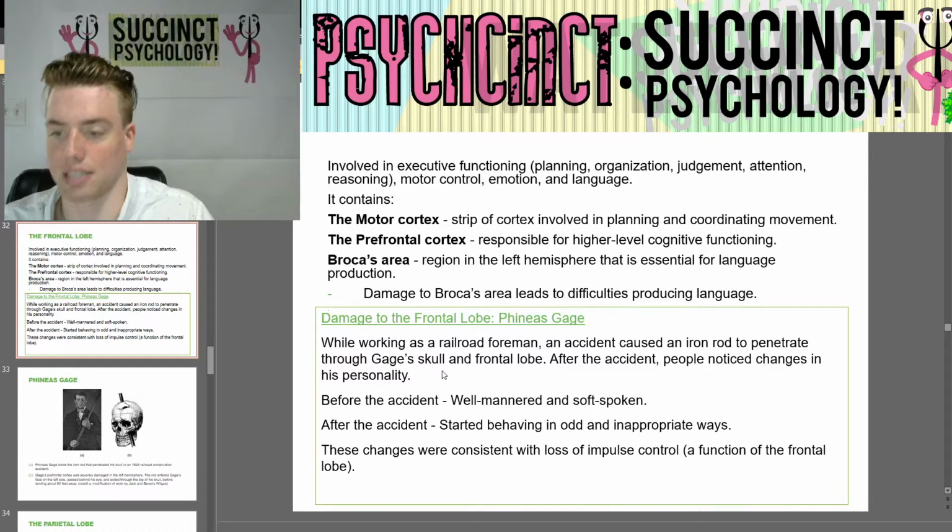So here we have a classic example, damage to the frontal lobe. Phineas Gage, he's very famous because of this little story here. So while working as a railroad foreman, an accident caused an iron rod to penetrate through Gage's skull and frontal lobe. After the accident, people noticed changes in his personality. So before the accident, he was well-mannered and soft-spoken, and after the accident, he started behaving in odd and inappropriate ways. So these changes were consistent with loss of impulse control, a function of the frontal lobe.